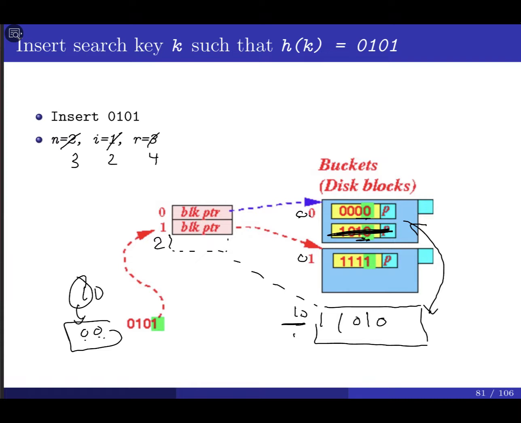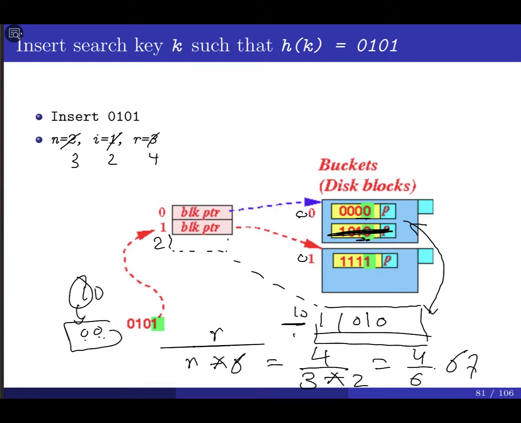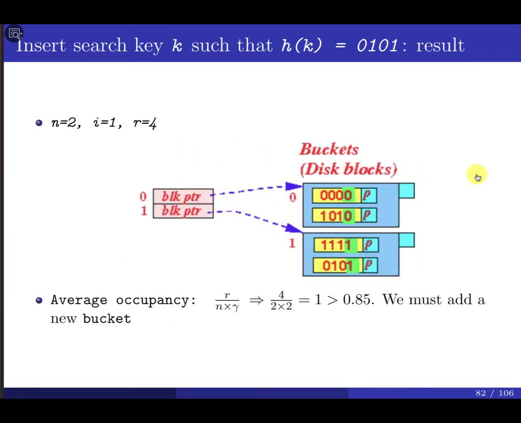Then compute the average occupancy again. We have r divided by n multiplied by gamma: r is still 4, n equals 3, multiplied by gamma 2, which is 4 divided by 6. This is definitely less than 75%. So that's what happened here, with more details. Let's take a look at the slides. At the beginning, let's do this again.